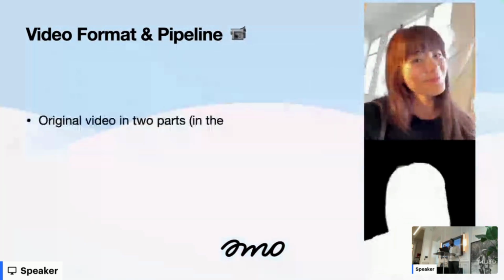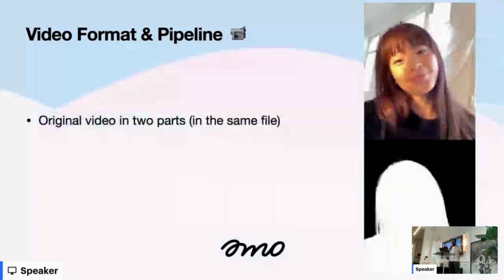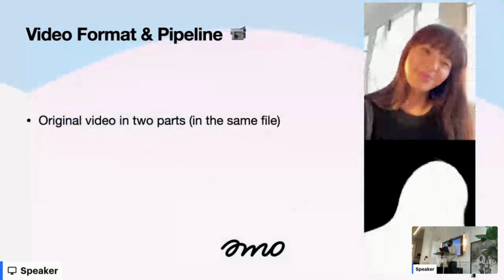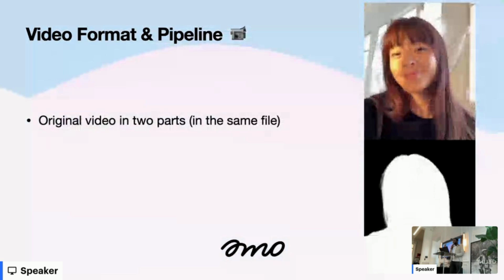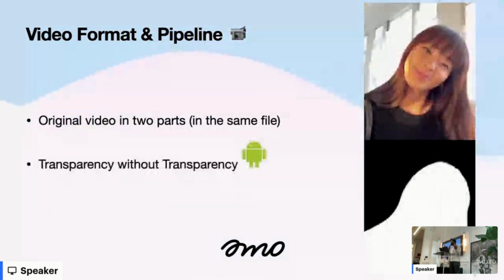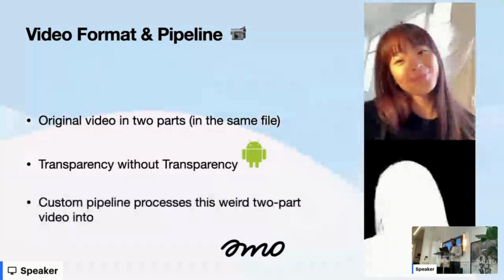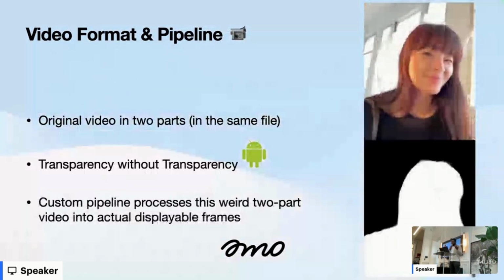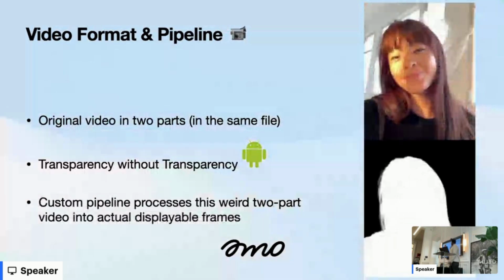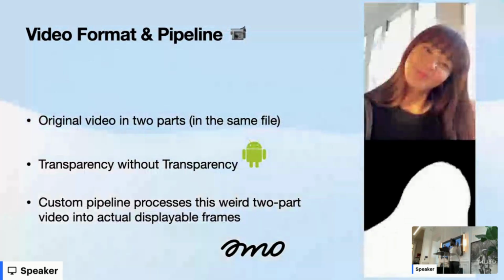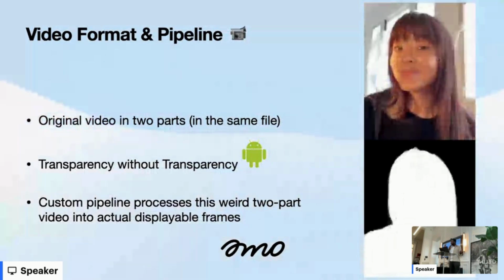This mask helps us to achieve transparency. We could have recorded it in HEVC with transparency, but unfortunately, it's not compatible with Android. So we needed a way to achieve that. So that's our way: we have a custom pipeline process that takes this video and outputs the actual frames that will display on screen.